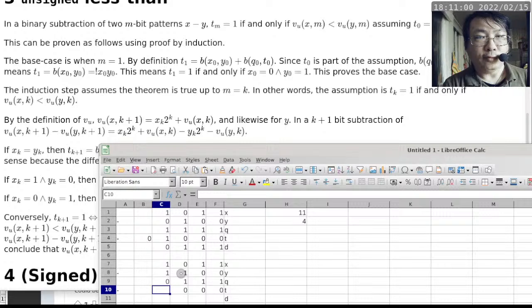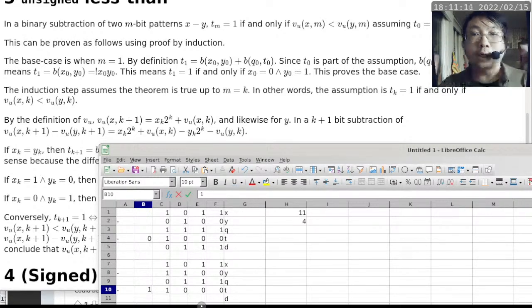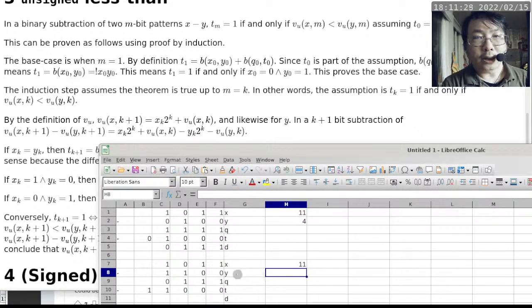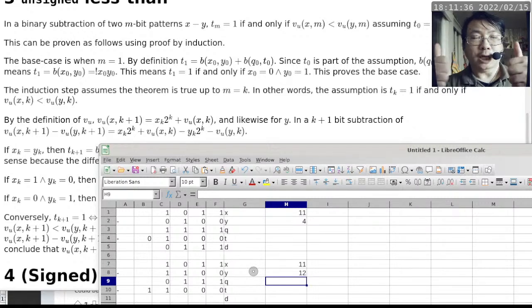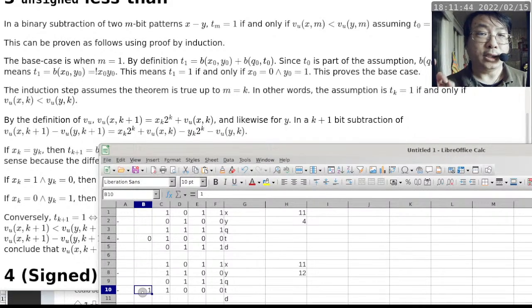Now, this one is a little bit different, because 0 minus 1 does have a borrow of 1. Over here, we also have 0 minus 1, so this is also going to be a 1. Right here, I don't even have to finish the subtraction. I know right away that x is less than y when both bit patterns are interpreted unsigned. Let's check that. x has not changed. It's still 11. Y, on the other hand, is 0 plus 0 plus 4 plus 8, which is 12. 11 is less than 12 is true, and that is indicated by T4 being a 1. So T4 is a 1 if and only if x is less than y, interpreted unsigned.